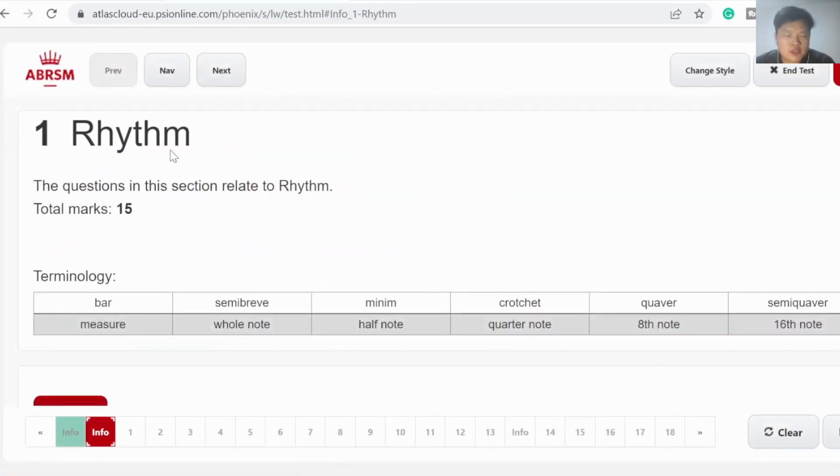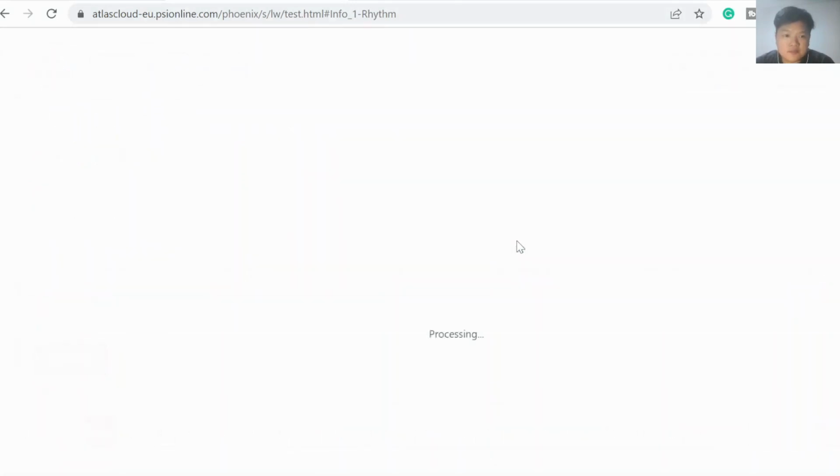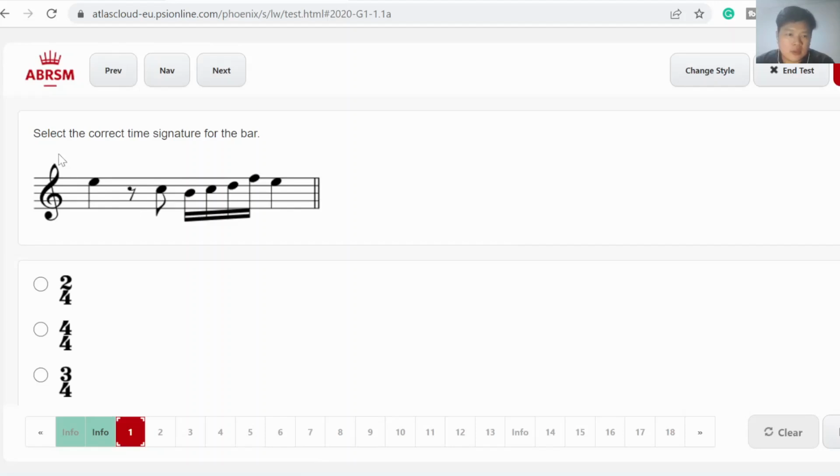Number one question is about rhythms. Select the correct time signature for the bars. We've got 2/4, 4/4, and 3/4. Okay, so let's look at this one. Over here is the one count. This one is 1 beat, half beat, half beat. This is 1 count, and a quarter. You've got 4/4, and this is 1. So you've got 1, 1, 1, 1. So 4 ones together, your answer is 4/4.